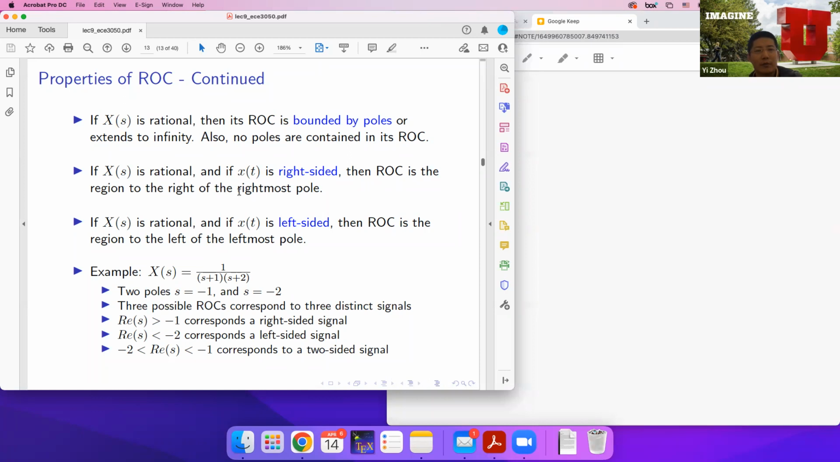First of all, it has to be right-sided because the signal is right-sided. And moreover, because it's in the rational form, the poles serve as a boundary of the region of convergence. So by considering these two factors, the ROC must be to the right of the rightmost pole. On the other hand, if the signal is left-sided, then the ROC is to the left of the leftmost pole. So this gives us a way to understand the signal by looking at the Laplace transform and the region of convergence.